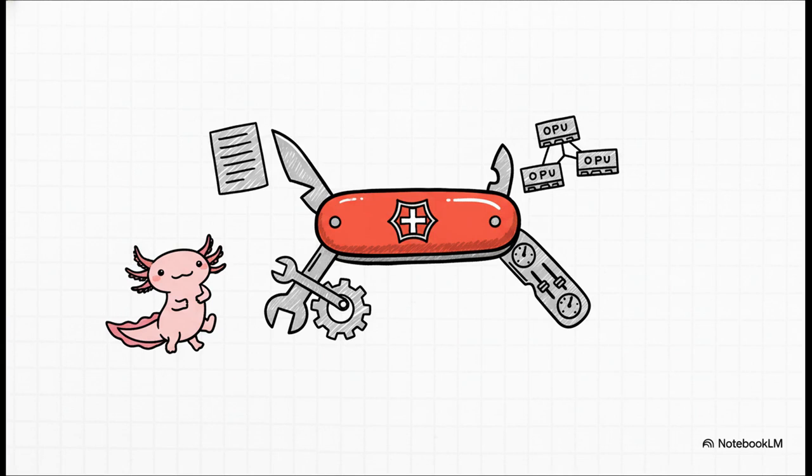Next up, Axolotl. I like to think of this one as the Swiss Army knife of fine-tuning. Its real superpower is its incredible flexibility. Using these really simple configuration files, you can tweak pretty much every single part of the training process. It's an amazing choice if you need that deep level of customization or if you want to scale up your training across multiple GPUs.